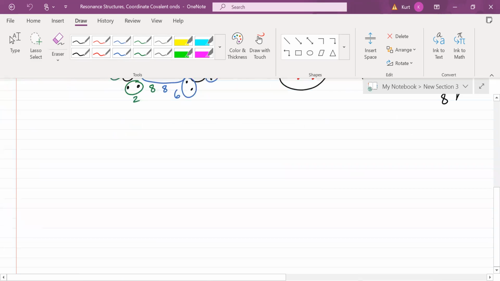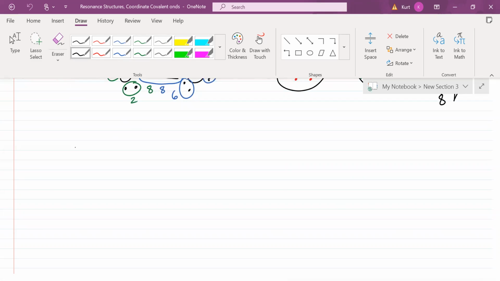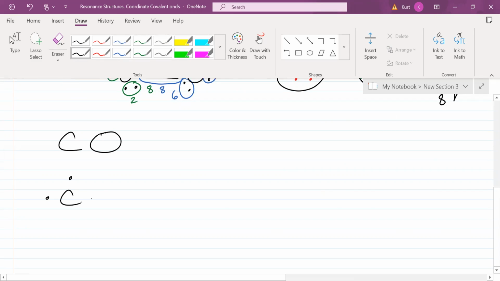So, carbon monoxide. Let's see if you can do this. Carbon monoxide is 1 carbon, 1 oxygen. I want to see if you can get these to bond together, and I will give you a hint. There will be a coordinate covalent bond. Carbon has 4 valence electrons and oxygen has 6. I need you to try to work it out so that both of them get 8. There will be a coordinate covalent bond involved here somewhere.